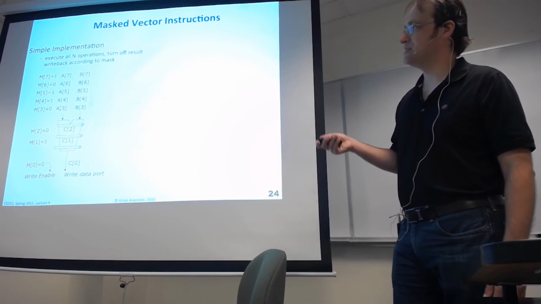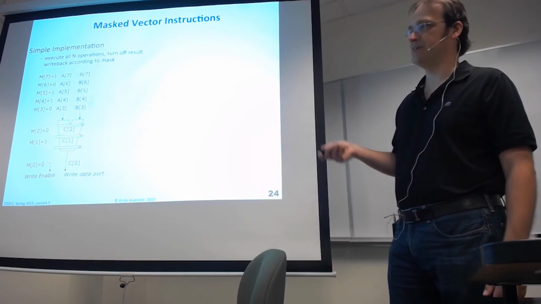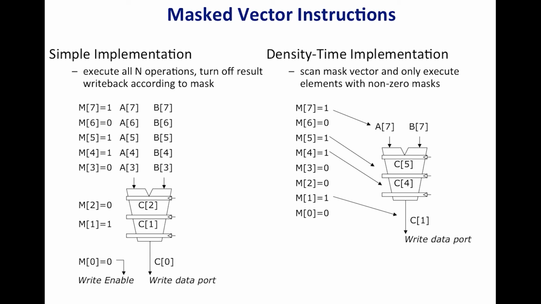So a simple way of doing this is, if you think about a single pipeline, you just pipe the mask bits down the pipeline as well as all the elements, and when you get to the write back stage, you either write the result or you don't. And also you either report the exception or you don't for each element as it goes through.